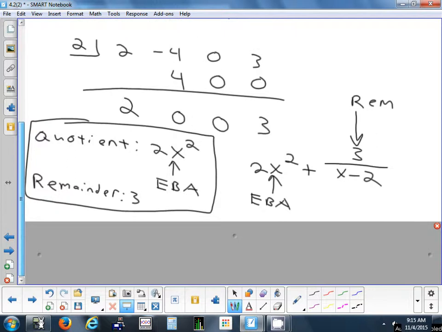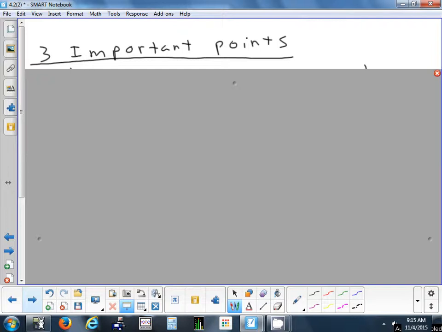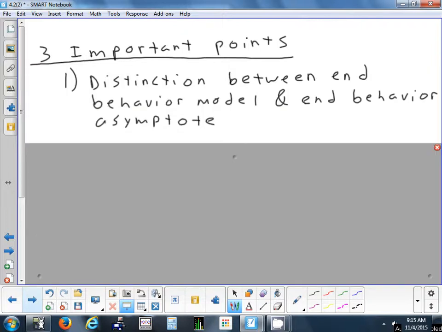Okay, any other questions on this one? All right, so we'll come back to this problem. We're going to try to sketch this one, and we're going to use the end behavior asymptote. But first, I just want to make a few important points between end behavior asymptote and end behavior model. Okay, so there is a difference between the two. End behavior model, that's what I just explained to Cameron. So when you take the highest degree term in the top and divide by the highest degree term in the bottom. End behavior asymptote, that's your quotient when you do long division or synthetic division.